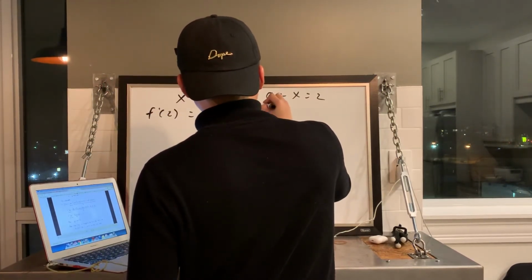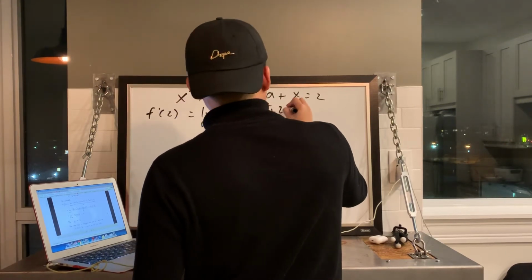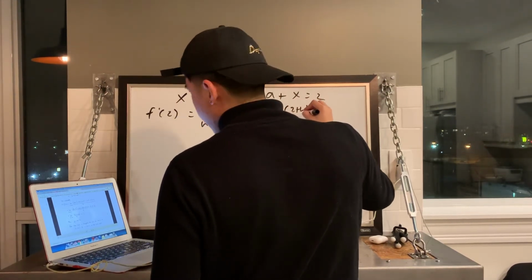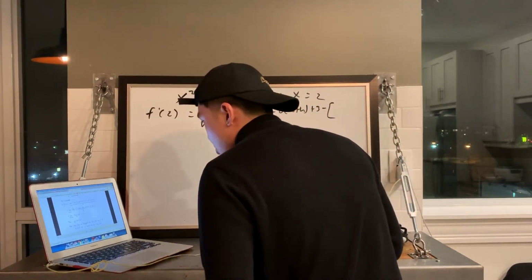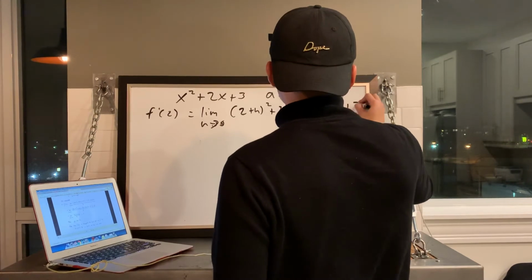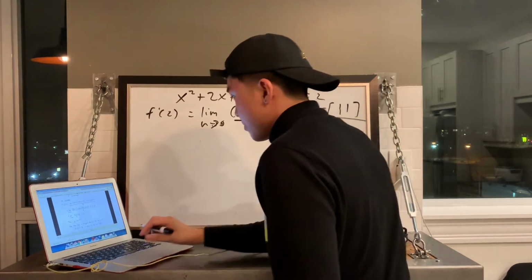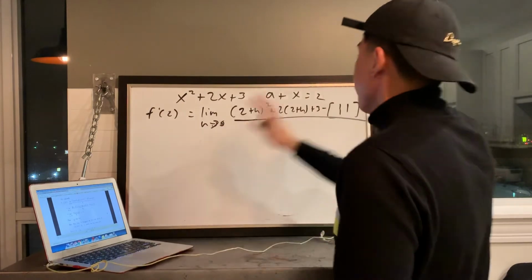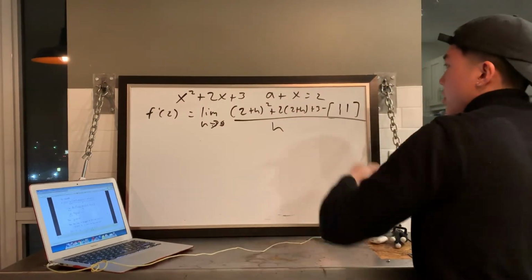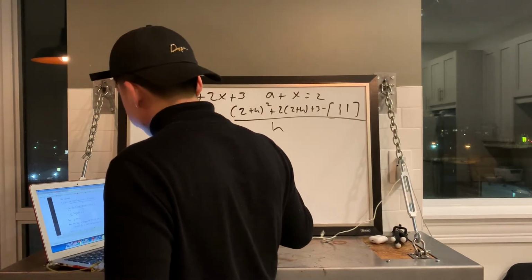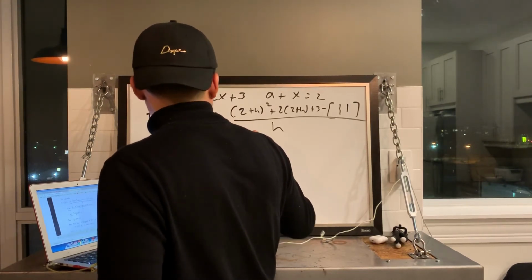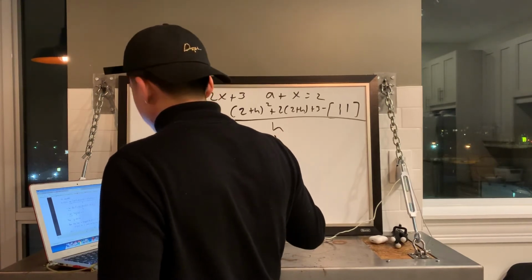2 plus h squared plus 2 times 2 plus h plus 3, minus the function actually evaluated at 2, which would give you something along the lines of 4 plus 4 plus 3, so it's 11, all over h. So essentially, if you were to simplify all this, you'd square this, you'd FOIL all this, you'd get the limit as h approaches 0 of h plus 6 all over h.